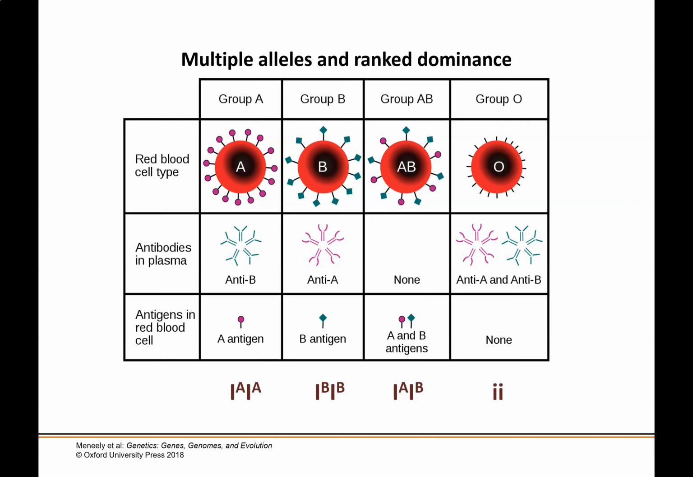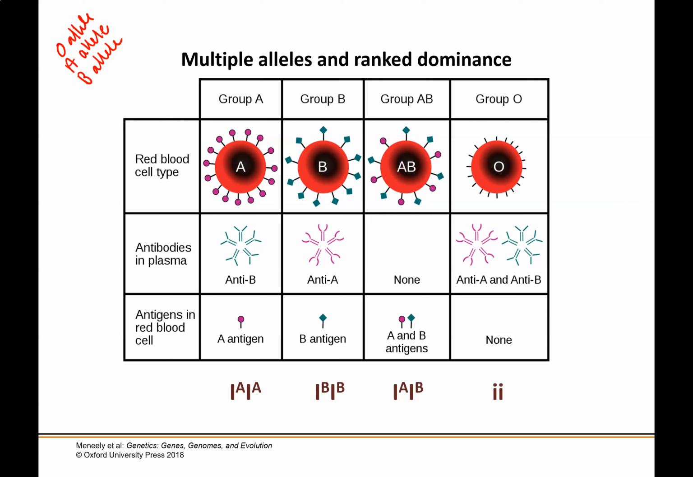So this is an example of multiple alleles. Because you have that O allele, you have that A allele that produces the A antigen, and you have that B allele that produces the B antigen. So if you are blood type A, your blood has the A antigen on the outside. Blood type B is going to have the B antigen. Blood type O is going to lack antigens.